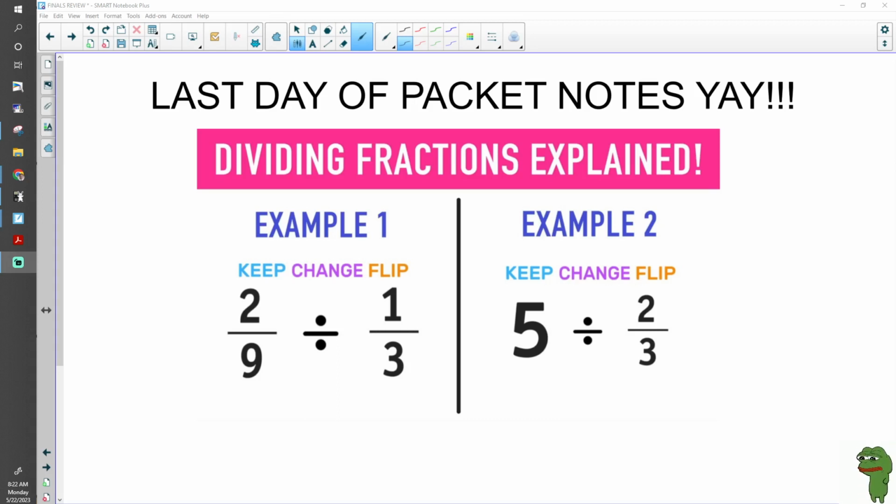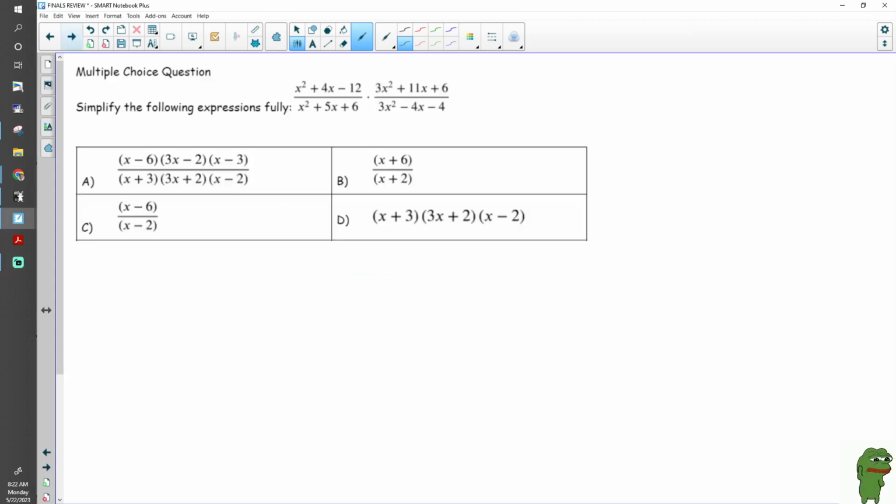But when we divide fractions, we want to make sure we do our keep, change, flip, where we keep the first one, change it from division to multiplication, and then flip the second fraction. So make sure you're paying attention to which problems are being multiplied and which are being divided. So here is the first one.